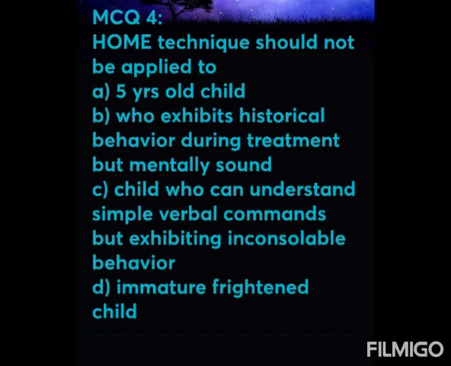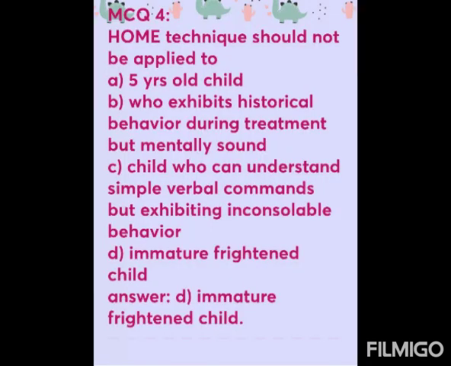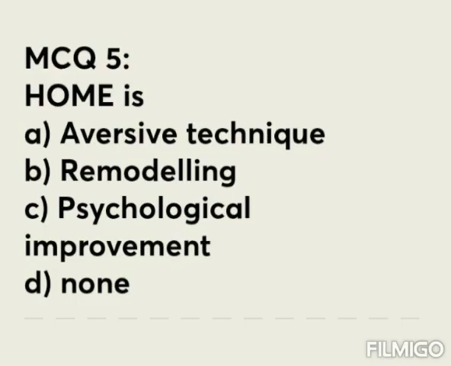The fourth question is, the HOME technique should not be applied to: option A, a 5 year old child; option B, a child who exhibits hysterical behavior during treatment but is mentally sound; option C, a child who can understand simple verbal commands but exhibits inconsolable behavior; option D, an immature frightened child. So here the answer is option D, immature frightened child. The HOME technique should not be applied to this type of patient.